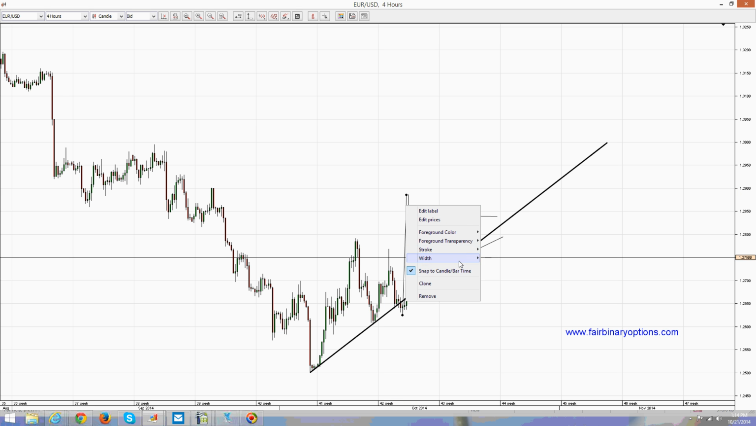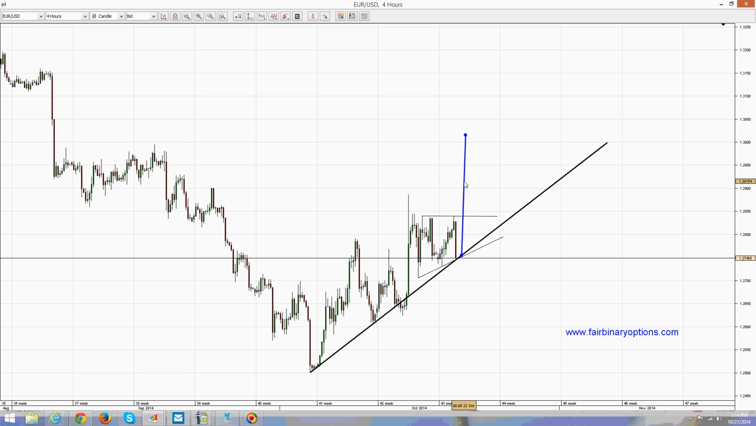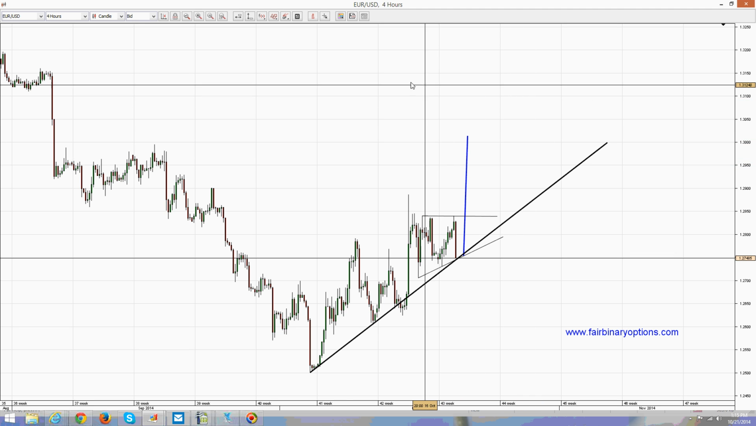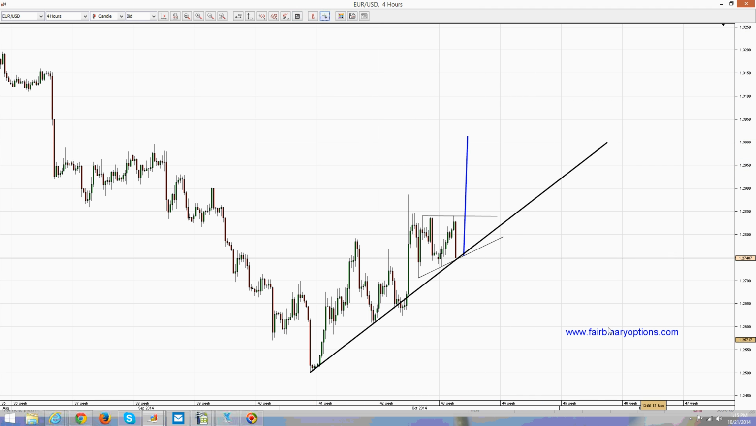Let's make it a bit bigger and let's change the color for it. Let's say blue. And this one, if you clone it, if you take it from here and put it by the moment that the triangle ends, let's say that the triangle will end around here, points towards 130. Now 130, alright, this would be the second reason to buy call options on the Euro US dollar here.